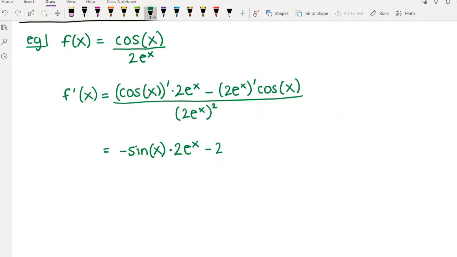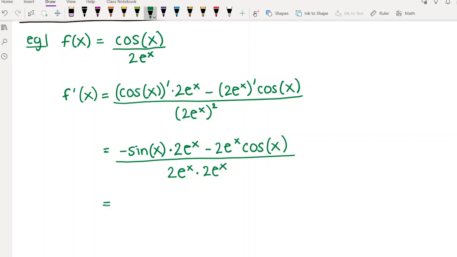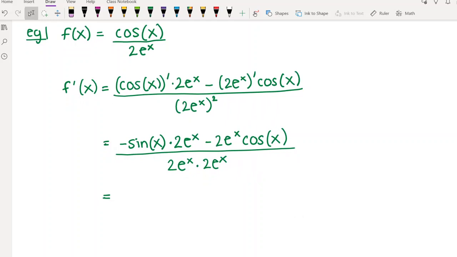So we have minus 2e to the x cosine of x, all divided by, so let's write this as 2e to the x times 2e to the x. And so now we can do some cancellation. Like I mentioned, if you have an e to the x as your denominator in a problem with the quotient rule, you will always be able to cancel something out because that e to the x is just going to appear over and over in the numerator and the denominator.